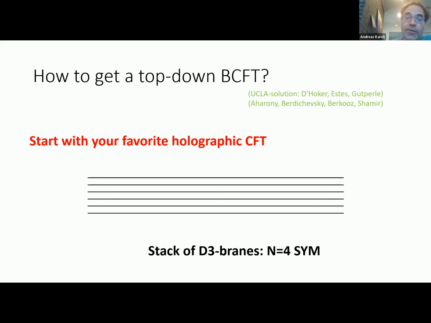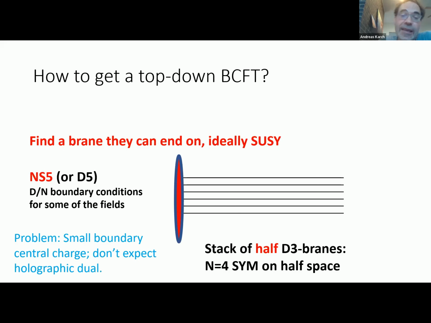If you want to have a holographic top-down model, you should start with your favorite holographic CFT, say N=4 super Yang-Mills. That's always a good starting point, which you can realize on a stack of D3 branes. Now we want to make a boundary CFT. So we need to take N=4 super Yang-Mills and somehow put it on half space. And so we need to put some boundary conditions, have a half stack of these D3 branes, where these D3 branes end on something. Ideally, we want to do this in a supersymmetric way, so we have some control.